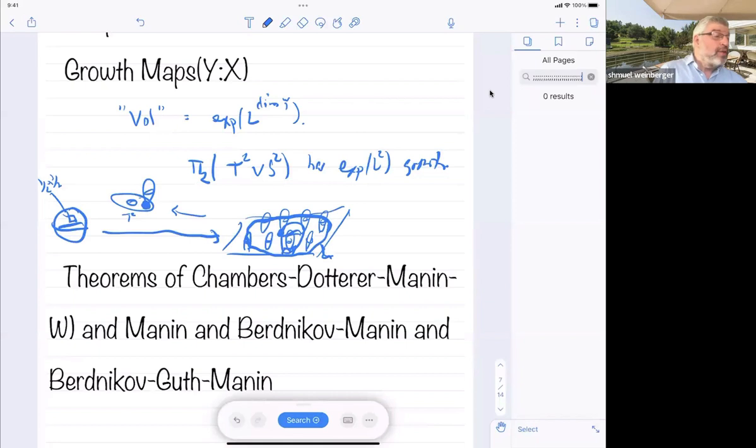If I do that, that gives me 2 to the L squared choices of maps, and they're all distinguished from each other by which cycle they represent in the homology of the universal cover. So I've just given you that number of different homotopy classes. The reverse direction is some kind of counting argument that gives you an exponential of L squared upper bound for how many.